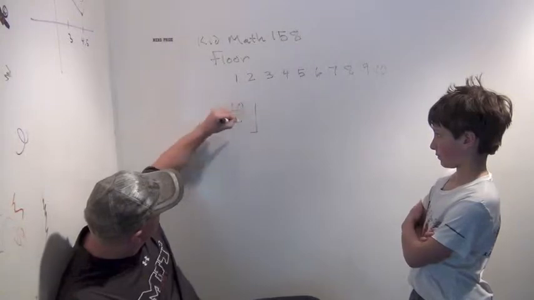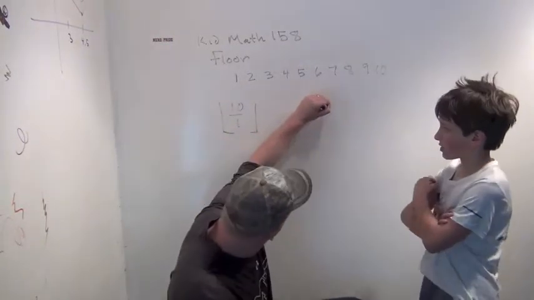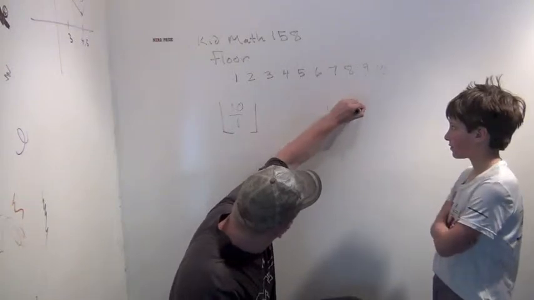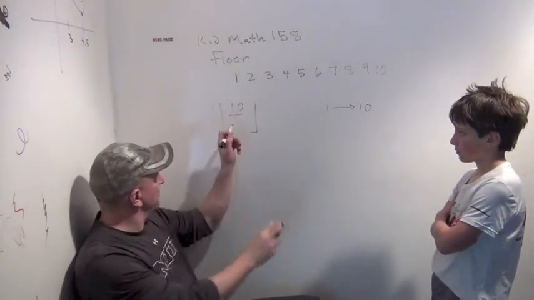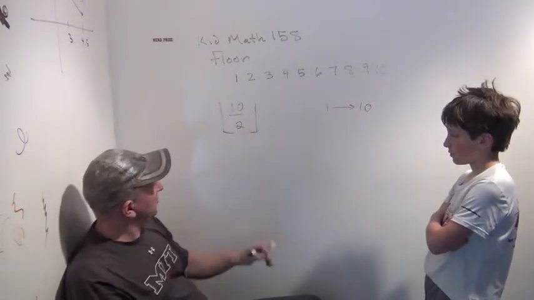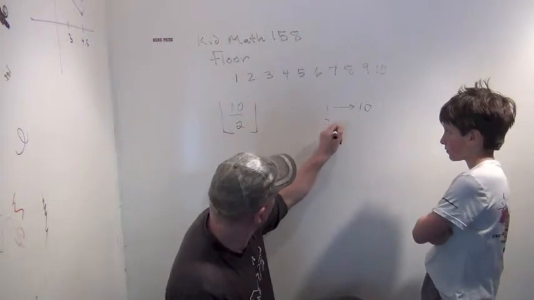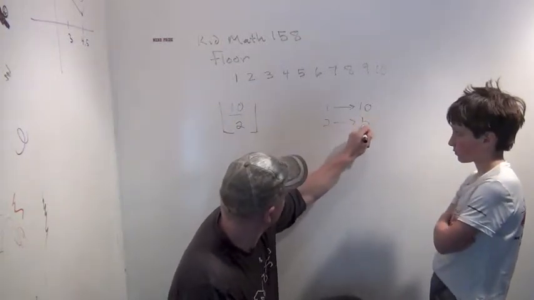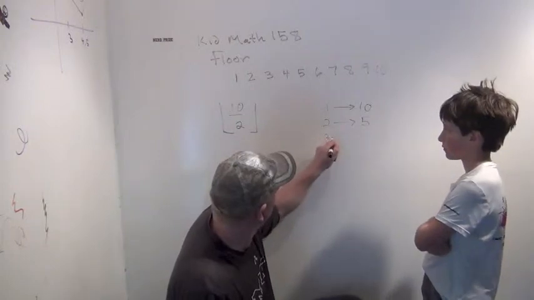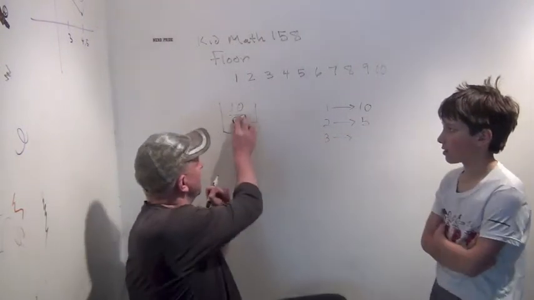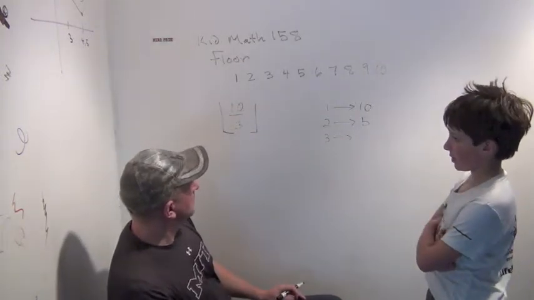Look at floor of 10 divided by 1. What's that? That's still 10. Okay, so that's not that interesting. How about the floor of 10 divided by 2? It's 5. We're going to see if we can see any patterns here, see if we can interpret these numbers. What about 3? What is the floor of 10 divided by 3? Well, it's going to go to 3 because 9/3 is 3.